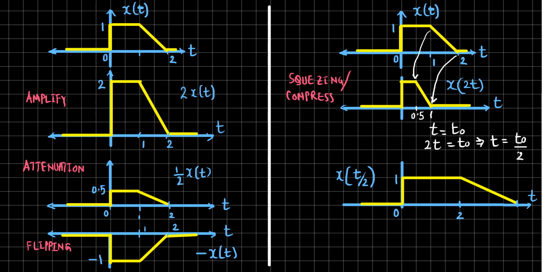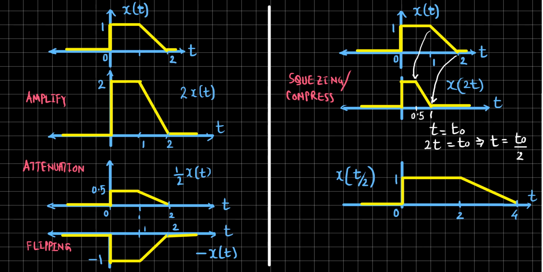This point here that is at 4 was present in the original location at 2. This point is present in the original signal at 1. This point is present at location 0, and so on. Therefore, the new signal is obtained from the original signal that is placed at half the locations. Therefore, the new signal can be expressed as x of t by 2.